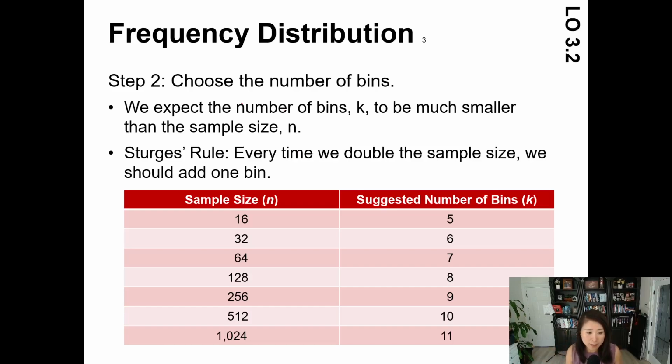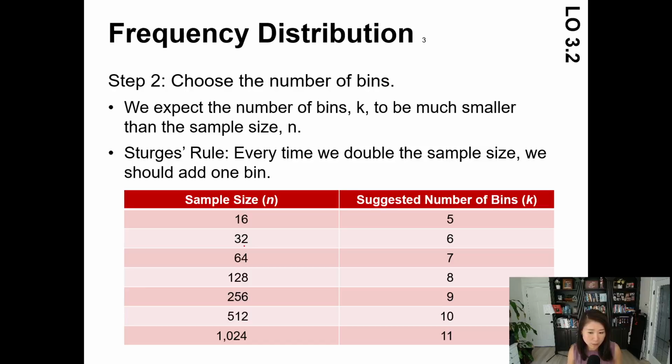And so we have what is called Sturges' rule. On this table, we list all the possible scenarios. If your sample size goes to 16, we pick 5 bins, so we need 5 classes. If your sample size reaches 32 or above, we choose 6 bins. If your sample size reaches 64 or above, you choose 7 bins. So basically, every time we double the sample size, as you can see, from 16 to 32, from 32 to 64, we add 1 more bin.